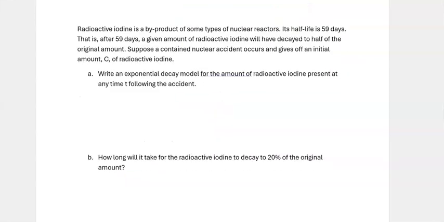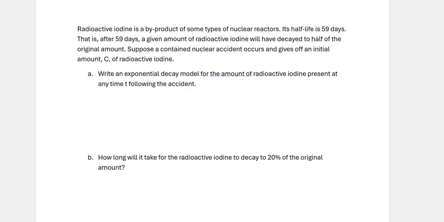Now we're going to look at an exponential decay model. It's not in your book, so I went ahead and typed it up here for you to see. Radioactive iodine is a byproduct of some types of nuclear reactors. Its half-life is 59 days. That is, after 59 days, a given amount of radioactive iodine will have decayed to half the original amount.